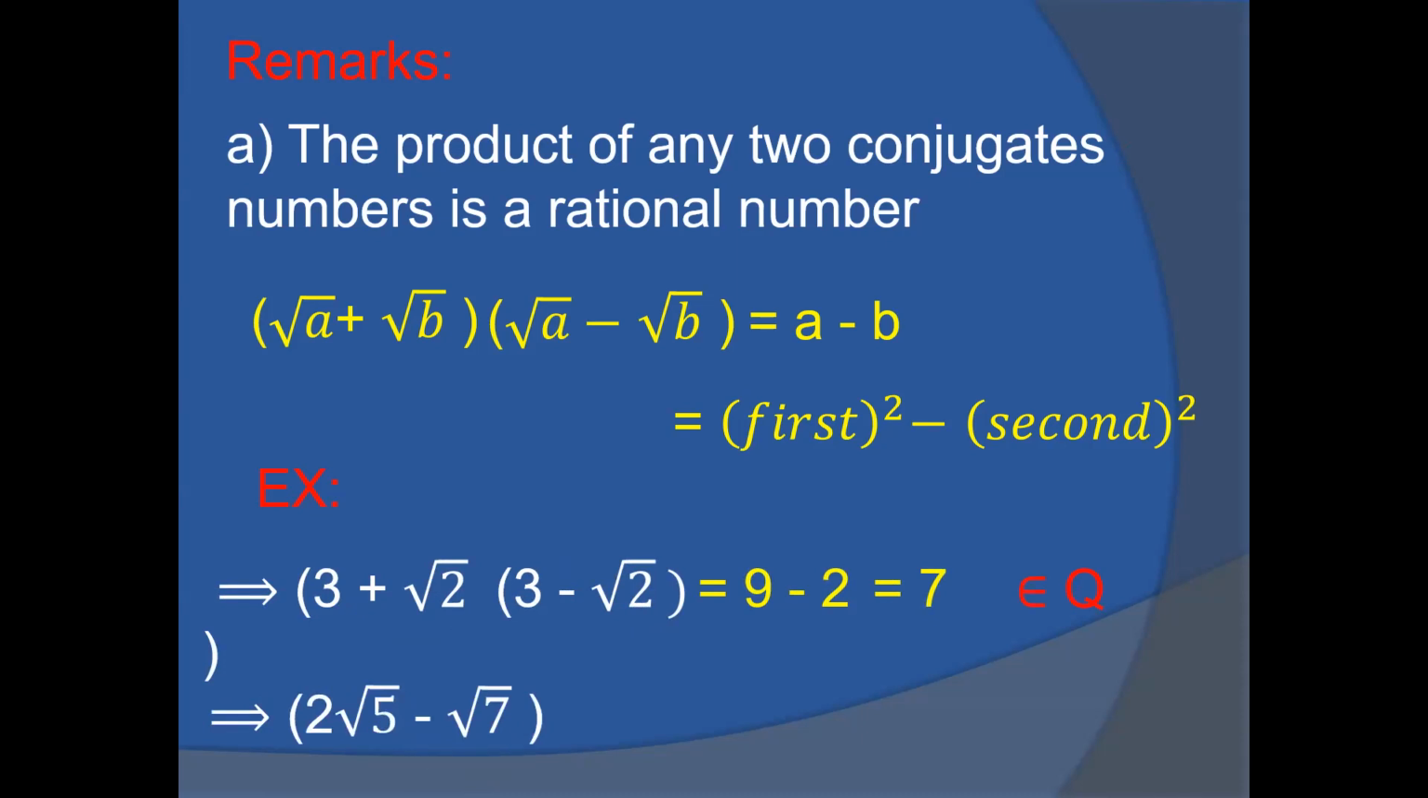2 root 5 minus root 7 multiplied by 2 root 5 plus root 7. So it will be the first times first and the second times second. 2 root 5 times 2 root 5 will be 4 times 5 equals 20, minus root 7 times root 7, which will be 7, equals 13. This is the answer.